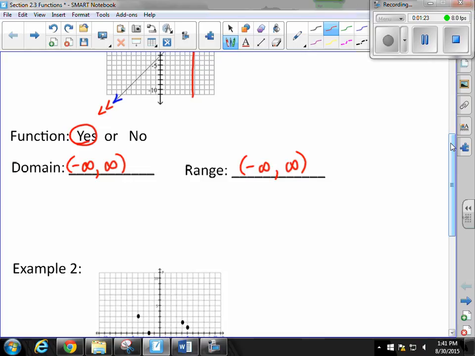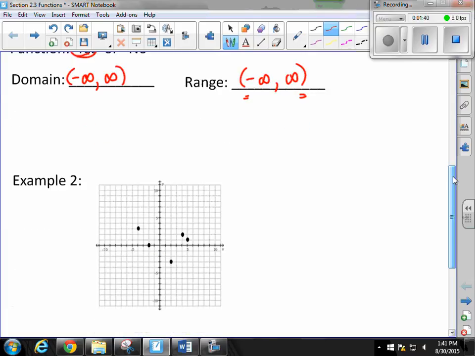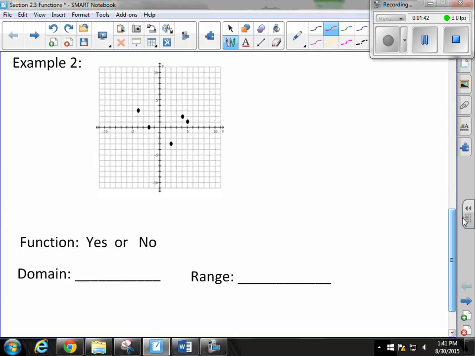Use parentheses when you have infinity and negative infinity because you cannot be equal to infinity. There's always another bigger number. You can always go one more and get bigger. So we cannot be equal to infinity and negative infinity. That's why we're using parentheses there.